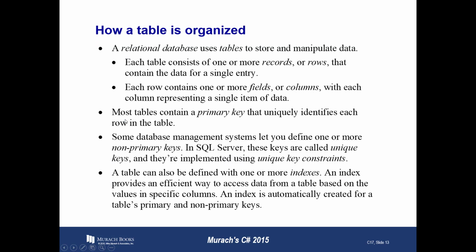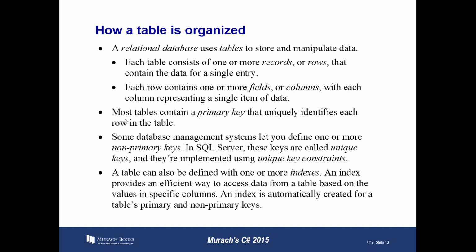So, as mentioned right here, a relational database uses tables to store and manipulate data. Each table consists of 1 or more records. Records are called rows. They're also called tuples, T-U-P-L-E-S. That's more an international type of term. Each row contains 1 or more fields. Fields are also known as columns.